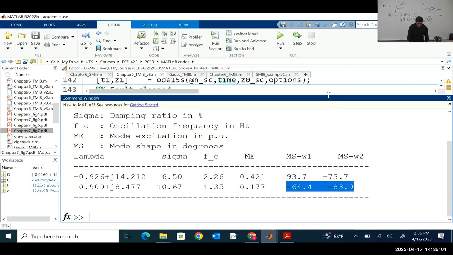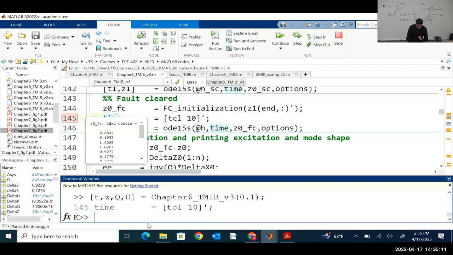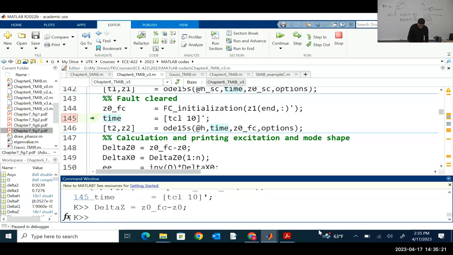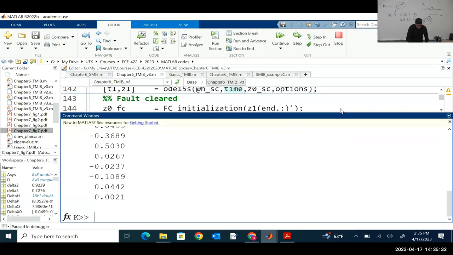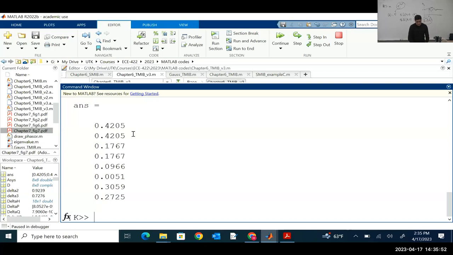So we have the simulation. We are going to calculate this again. We have the variables at the clearing of the fault, and we're going to calculate that delta Z. In delta Z, we have all the variables. Now we're going to pick just the first eight terms because these are related with the state variables. And then we're going to get the inverse of Q, and that's the quantities we get for the mode excitation. So if we get the absolute value of this, we observe that those are the numbers. And as we discussed, this is the highest one. That mode, machine one and two oscillating together, now remains longer in the system.